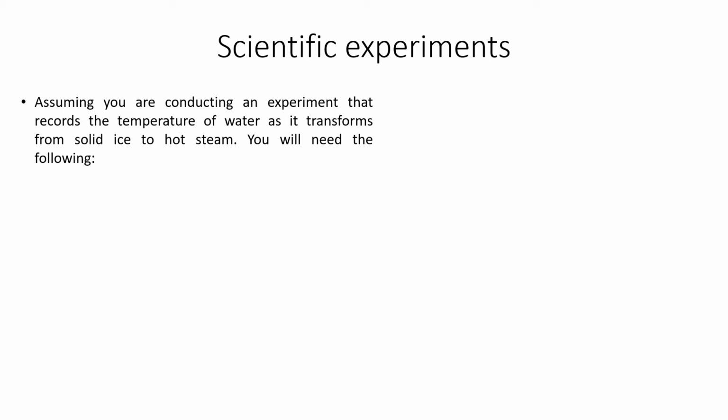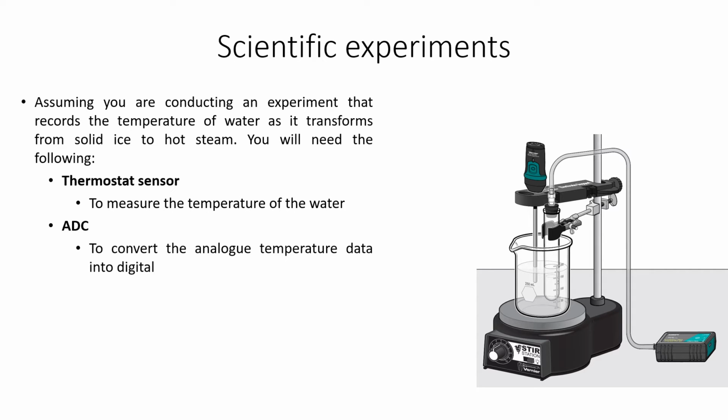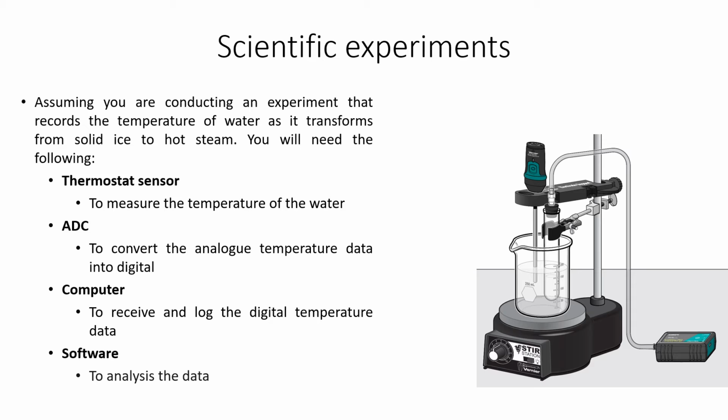So here's an example of how sensors can be used. Assuming you are conducting an experiment that records the temperature of water as it transforms from solid ice to hot steam, you will need the following. First, a thermostat sensor to measure the temperature of water. ADC, which is analog digital converter, to convert the analog temperature data into digital. And a computer to receive and log the digital temperature data. Computers can only understand digital data, that's why the data has to go through the ADC first. And software will analyze the data.